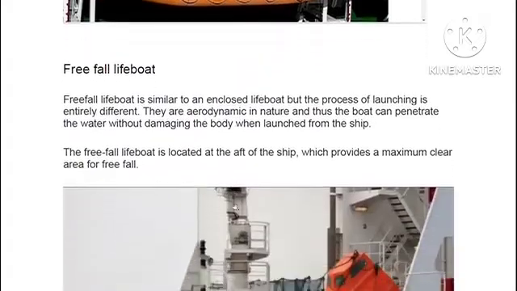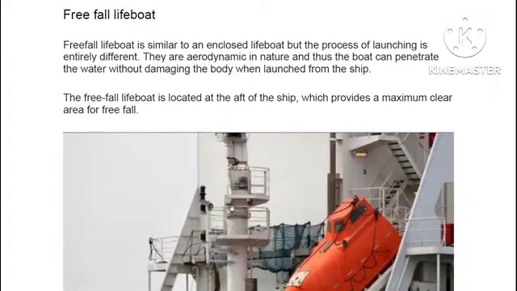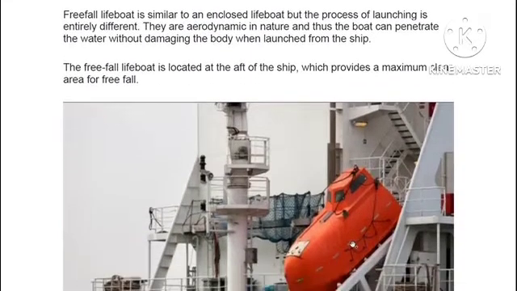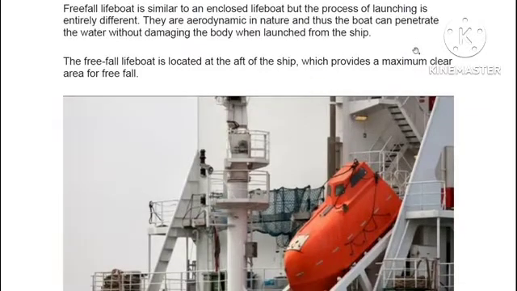Next we have the free fall lifeboat. The free fall lifeboat is similar to an enclosed one, as you can see in the diagram, but the process of launching is entirely different. They are aerodynamic in nature, so they are designed so that they can penetrate the water without damaging the body and become upright once they reach the water.